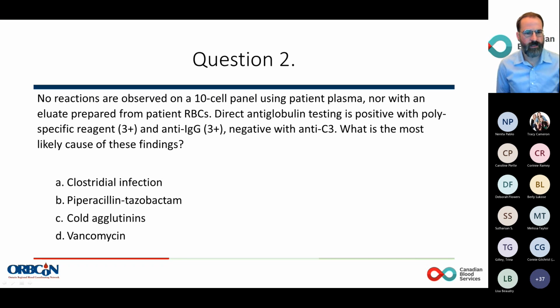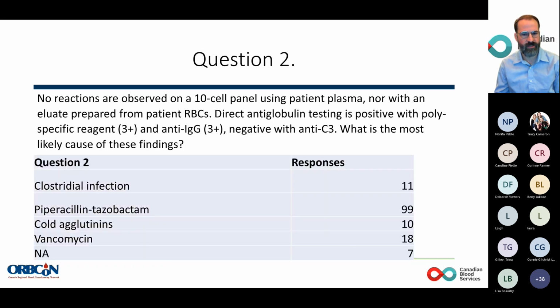Question 2: no reactions are observed on a 10-cell panel. So that was done and we don't see anything on it. So a negative panel using the patient plasma, nor with an eluate that was prepared from the patient's RBCs. So both those tests were done and didn't provide any additional information. Direct antiglobulin testing is positive, with 3+ on the polyspecific, 3+ on the anti-IgG, and negative with anti-C3. The question is, what is the most likely cause of these findings? The options being clostridial infection, piperacillin tazobactam, cold agglutinins, or vancomycin causing the problem.